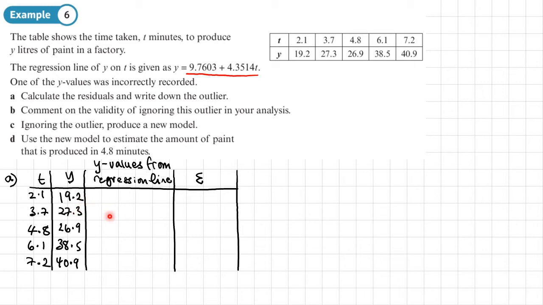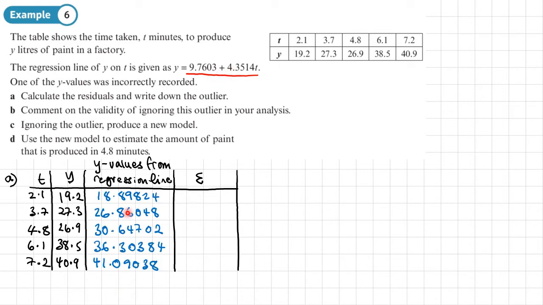Okay, so here's our table. What we're going to do now is to substitute these values of T into this equation here and work out what the values are from this regression line. So these are the exact values that we got from our calculator here. Now we're going to work out the residuals epsilon by just doing this value minus this value, and that will give us the correct sign as well. Okay, so here's our residuals calculated here. I just corrected this value. I think I put 26 before. It should be 25.86048.